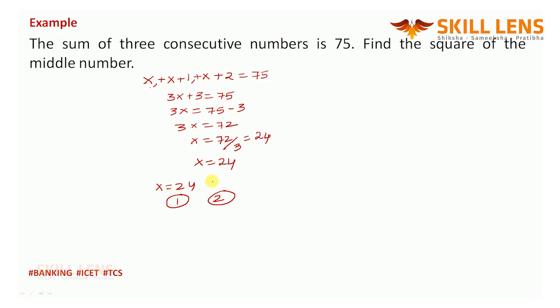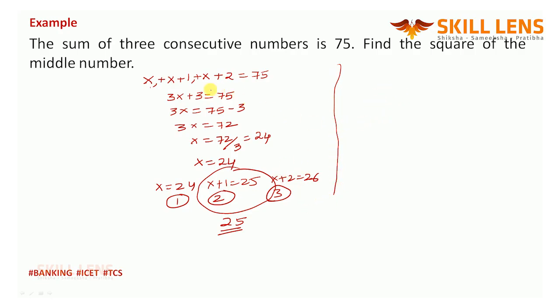Second number is x plus 1, so that's going to be 25. The third number is going to be x plus 2, that's going to be 26. So I want the middle number. So I can say my answer is what here? 25. But do you really need all these things to get the answer?